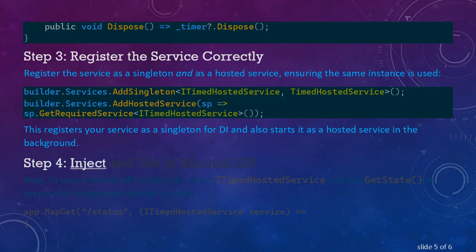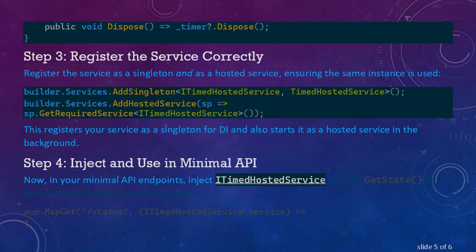Step 4. Inject and use in Minimal API. Now, in your Minimal API endpoints, inject ITimedHostedService and call GetState to access the background worker's status.